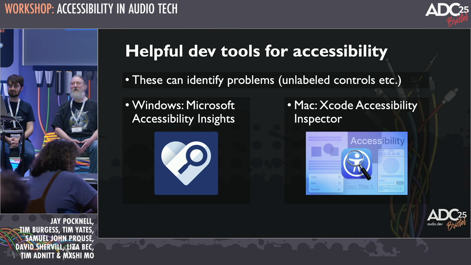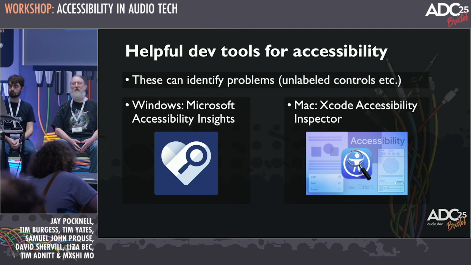Accessibility Insights is very good. It will show you what you haven't labeled, what controls might not be accessible. It's free, just download it, try it on your code and see what it tells you. It could save you a lot of time.